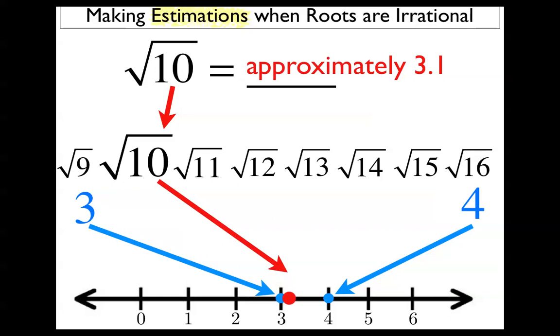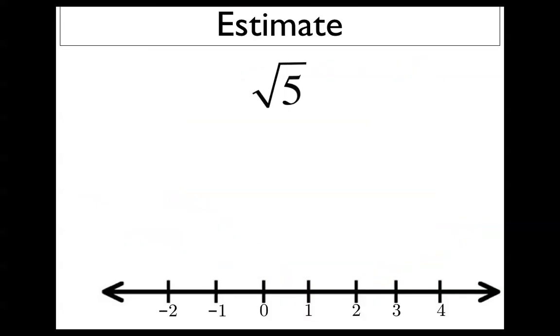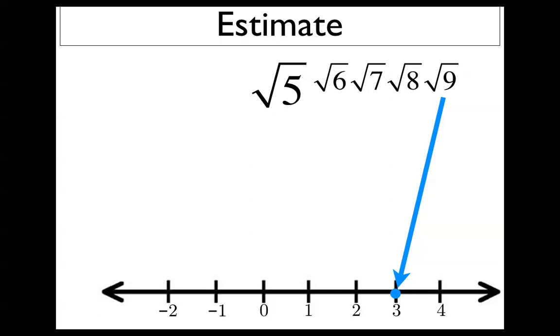Okay. Let's see if we can try that again. How about the square root of 5? It's a little bit less than the square root of 6, but that doesn't have a square root. And it's a little bit less than the square root of 7, and the square root of 8, and the square root of... Oh, okay. We finally found one that has a square root. That's 9, and the square root of 9 is 3.